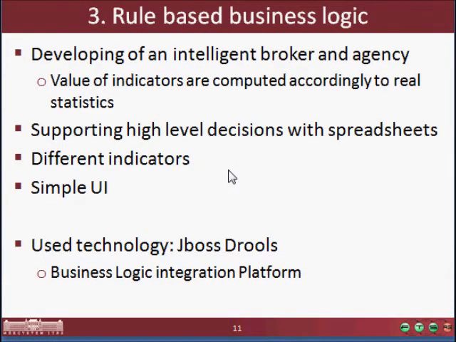The third task of this assignment was to create some kind of intelligent broker and agency using a business rule management system. In the case of the agency, the business rules concern the calculation of the odds assigned to the events it publishes. The broker assigns to every event published a number that is an indicator of how worth it is to bet on that given event. Our solution supports high-level decisions with spreadsheets, uses several different indicators, not only one, and we also created a simple user interface with the help of SWT. For the business rule management system, we used the JBoss Rules logic integration platform.